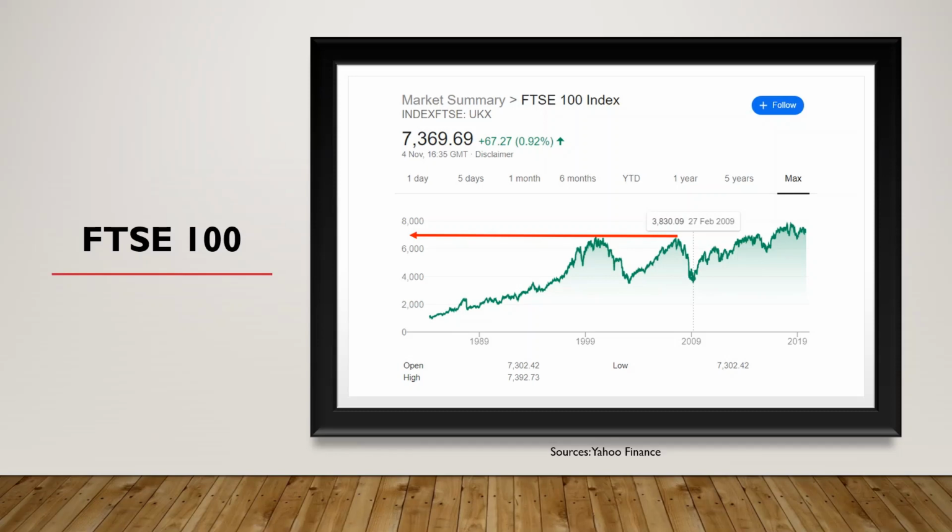If we look at the FTSE 100, which is composed of the top 100 companies here in the UK, you will see that during 2007, the price of the index was around 7,000. And when it comes to around February 2009, the price is around 3,800. So even for the top 100 companies in the UK, the prices of the stocks decreased by half. And I have to emphasize once again, these are the top 100 companies here in the UK. So if the top 100 companies in the UK lost half of their value, can you imagine how many companies went bankrupt during those years?